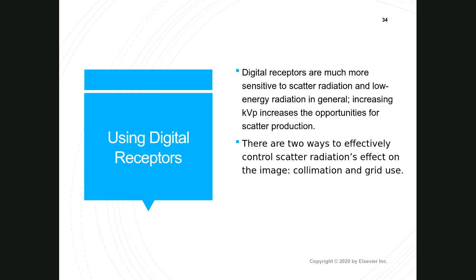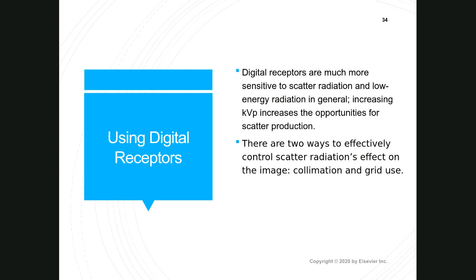With the digital receptors, again, they are much more sensitive to scatter radiation and low level energy. So when you increase the KVP on your exams, it increases the opportunity for Compton scatter to be produced. All right, since they are so much more susceptible to scatter and low energy radiation, it's important to use the appropriate KVP, to collimate appropriately, and to utilize a grid if necessary.